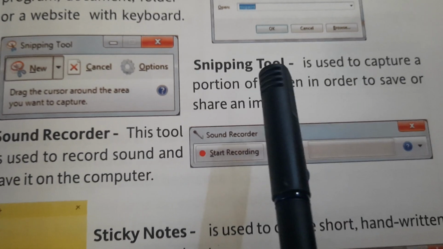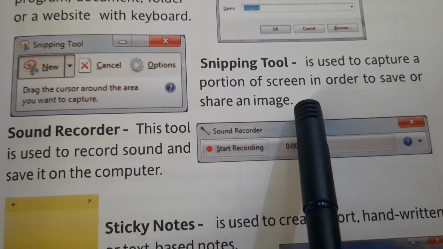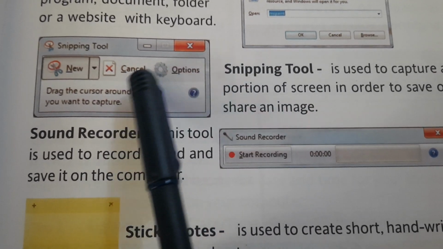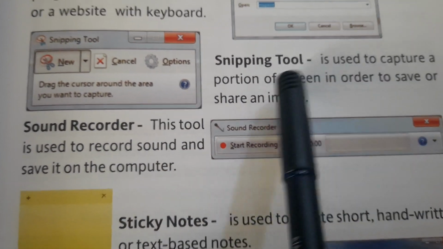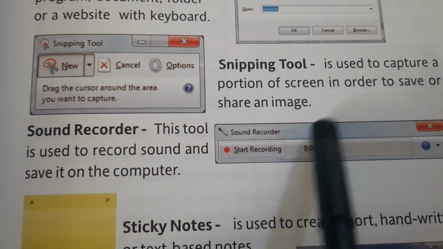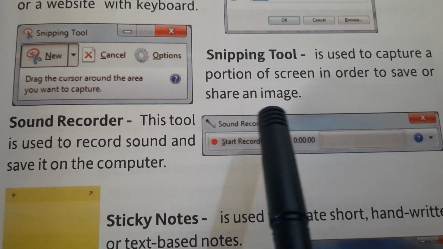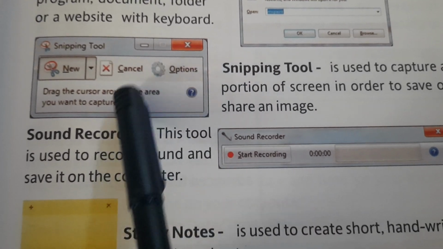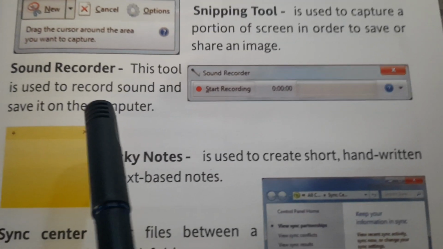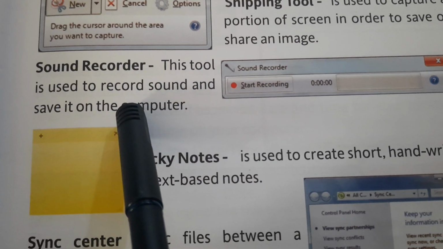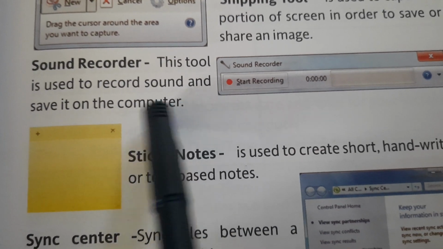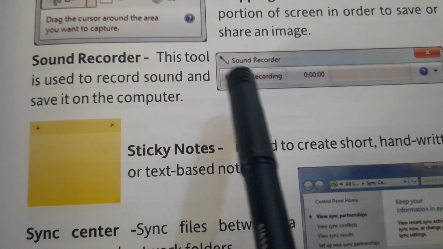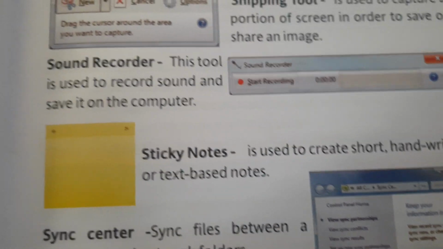Now, the Snipping Tool is used to capture a portion of a screen in order to save or share an image. We can capture a portion of the screen, and also we can save it and share it. So it is used for this purpose. And then the Sound Recorder. This tool is used to record sound and save it on the computer. Means we can record the sound, and then we can save it on the computer.